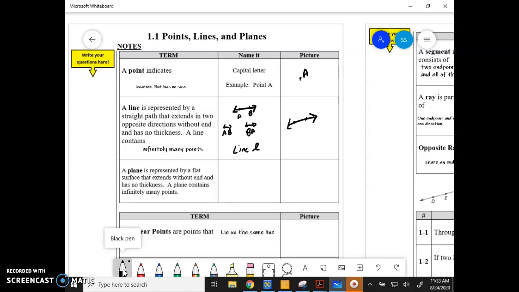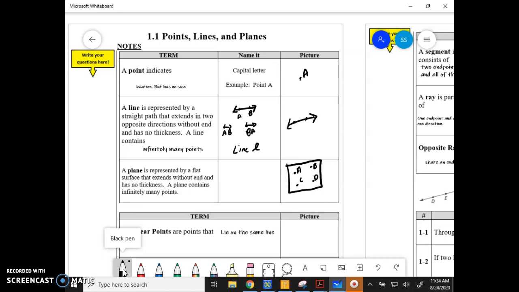All right. The next one, a plane. A plane is represented by a flat surface that extends without end and has no thickness. A plane contains infinitely many points. Let's do a picture of this one first. Think of a plane as a sheet of paper, but envision that it never actually ends. So we could say A, B, C, let's do one more, D.